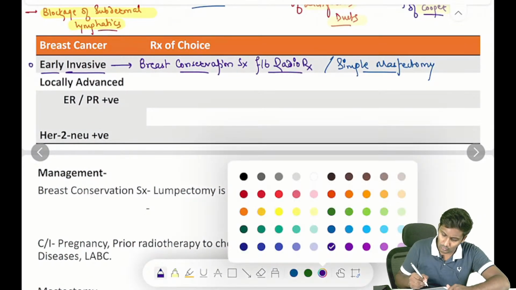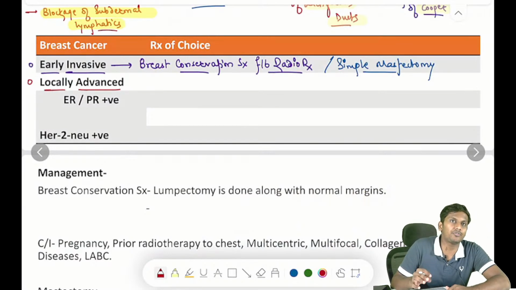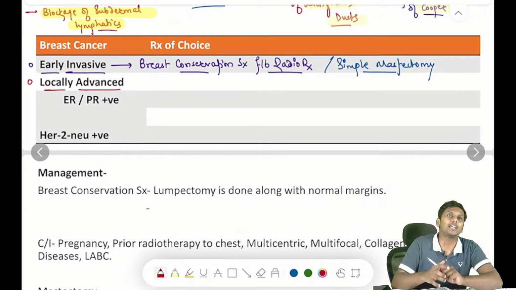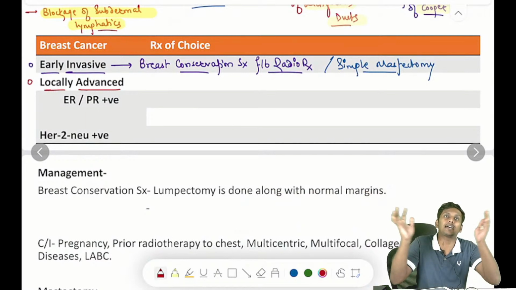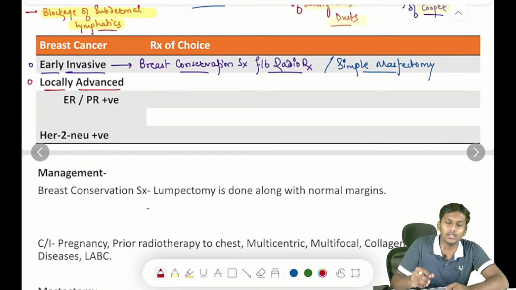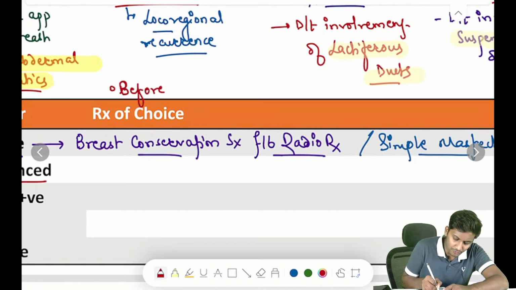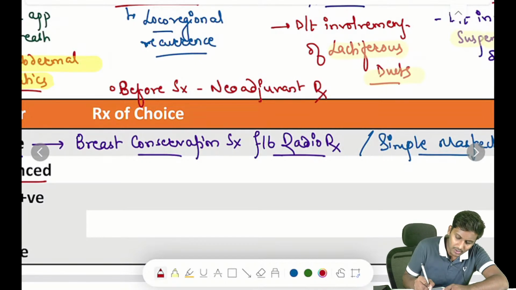Now, if it is a locally advanced breast cancer, please remember, first of all, the cancer is large in size. Therefore, the first thing is we try to decrease the size of the tumor. And for decreasing the size of the tumor, before going for a surgery, we have to give chemotherapy to the patient. Remember one thing: any treatment which is given before surgery is called neoadjuvant.